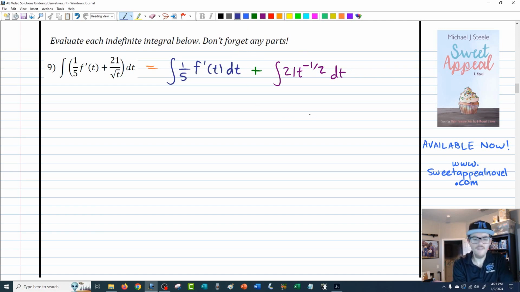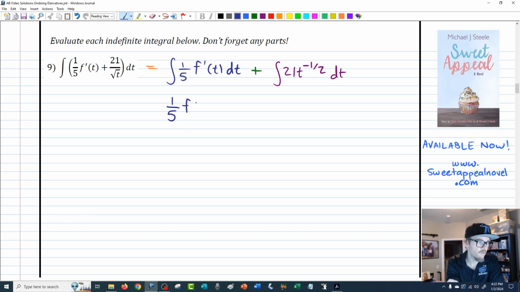In a sense, we've gotten it out of that awkward radical expression. And now we're into the mode where we can see the structure. We can recognize the anti-power rule or one of the other ones that are out there. So I'll start with the first part. Obviously we have a scalar of 1/5. We have to answer the question, what function's derivative is f prime of t?